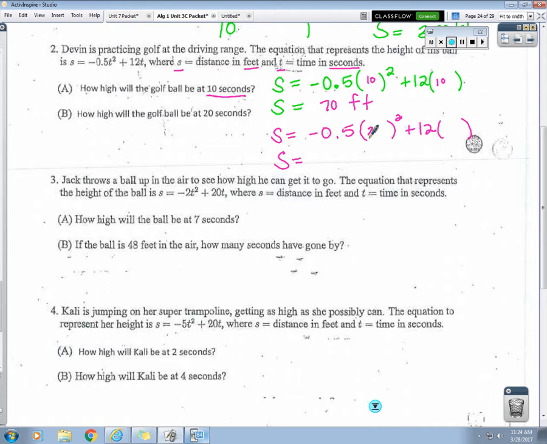What about 20 seconds after he hit the ball? So what does that mean? At 20 seconds, the ball is on the way back down though, right? Because it's lower than it was at 10 seconds.